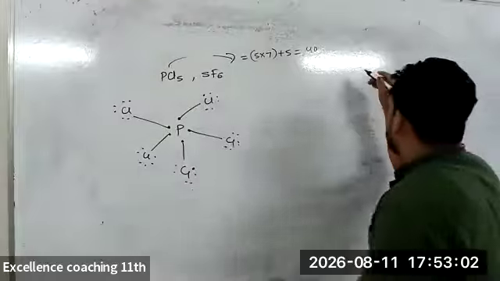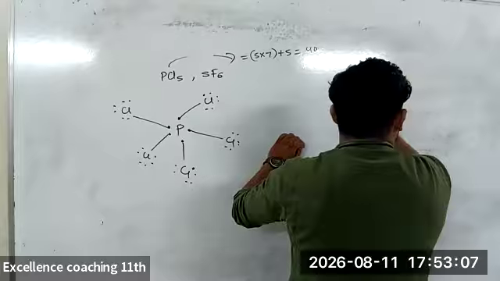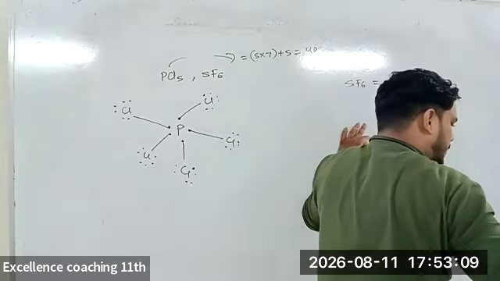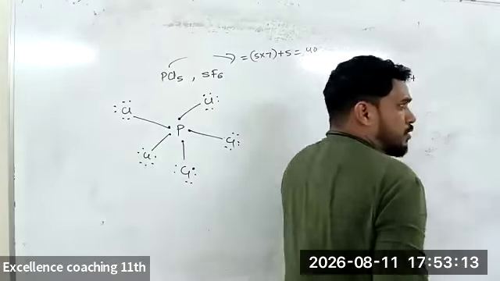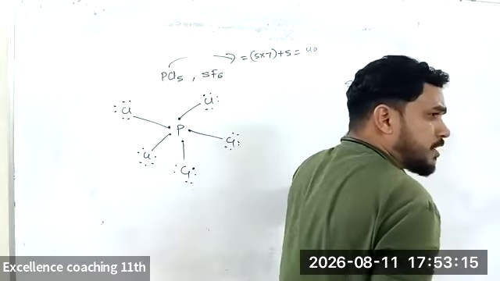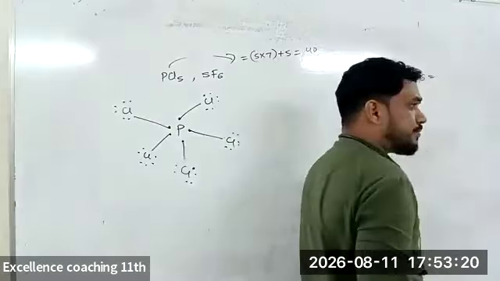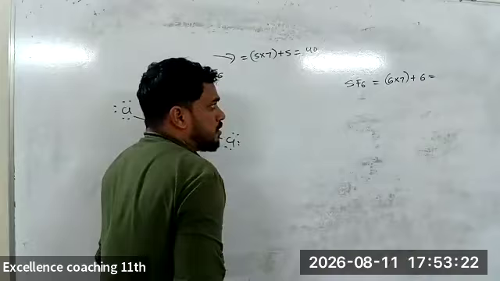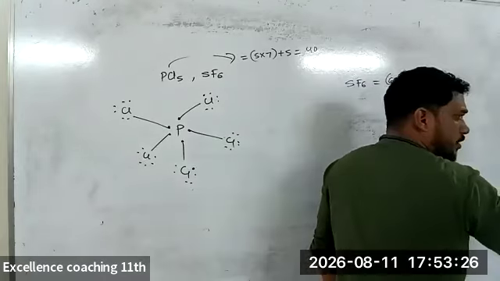Next is SF6. Look at SF6 carefully. Valence electrons: 6 into fluorine's, how many? 7. Check for fluorine, is it 7? Plus sulfur's, see: sodium, magnesium, aluminum, silicon, phosphorus, sulfur 6. Sulfur 6. Count how many here. 6 into 7 is 42, 42 plus 6, 48 valence electrons.